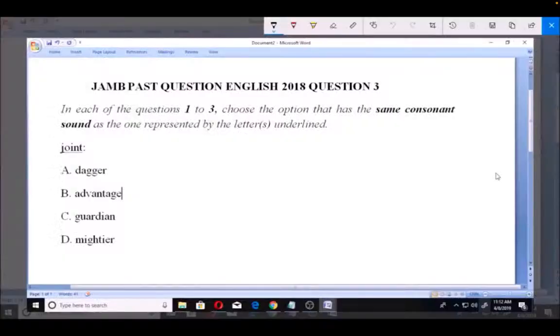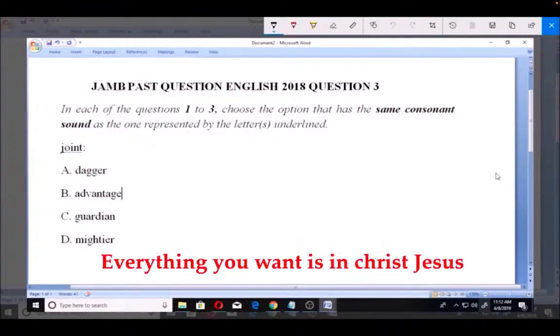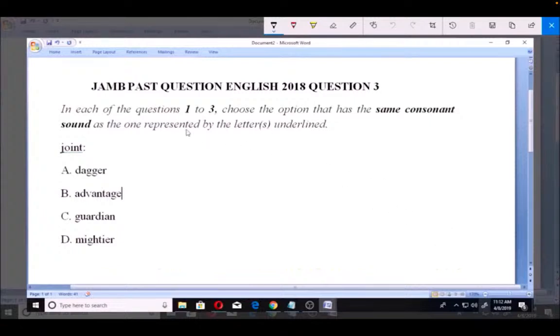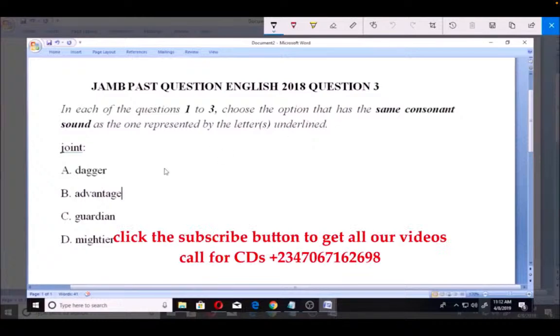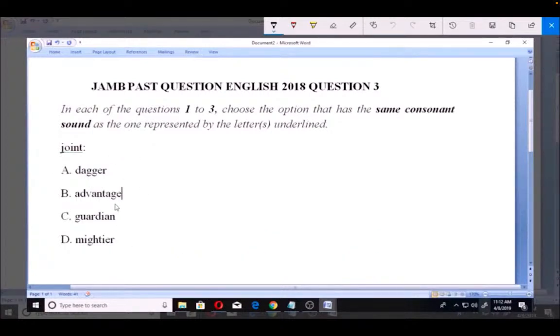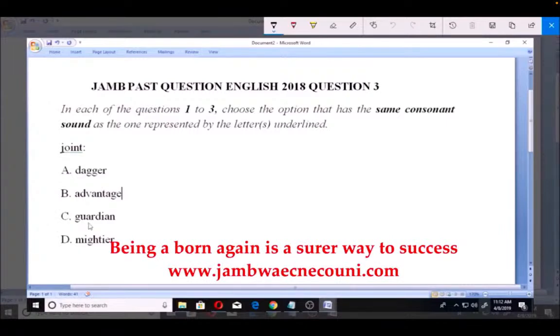Hello, welcome. Let's look at this JAMB past question, English 2018, question number 3. In each of the questions 1 to 3, choose the option that has the same consonant sound as the one represented by the letter or letters on the line. The letter on the line here is the J in joint. Now we have option A, dagger, option B, advantage, option C, guardian, option D, mighty.